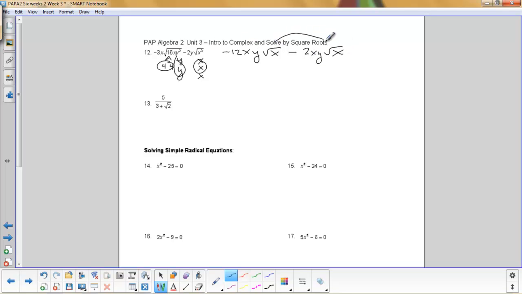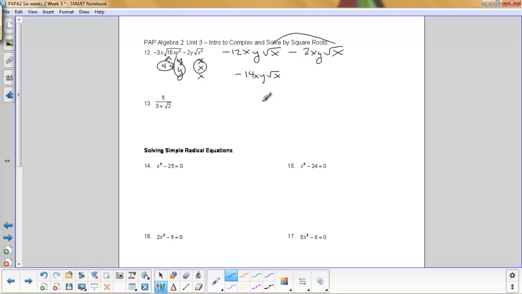Now that our radicands are identical, we can combine like terms. Notice that xy is the variable on both of the numbers, therefore they are like terms, so the answer is negative 14 xy square root of x.